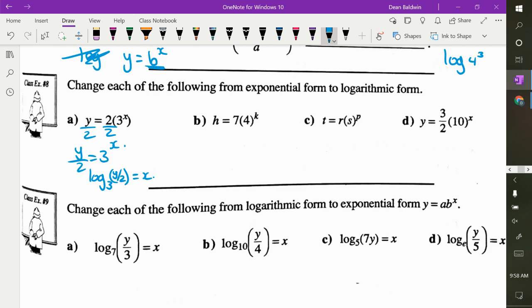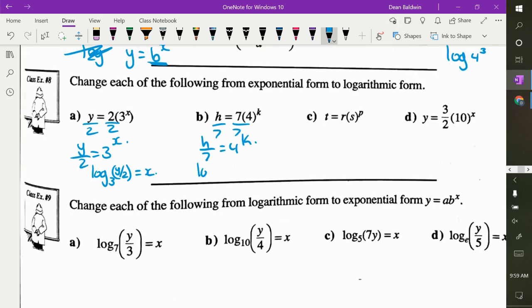What do I do? Let's just start over there. Divide by 7. What's my base? 4. Log base 4 of h over 7 is equal to k. Okay.